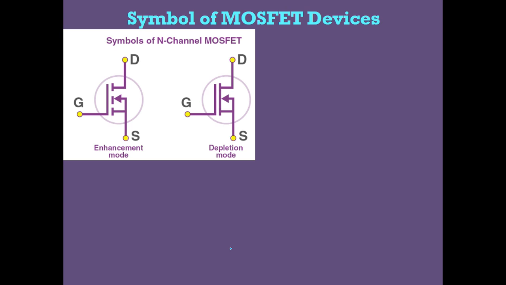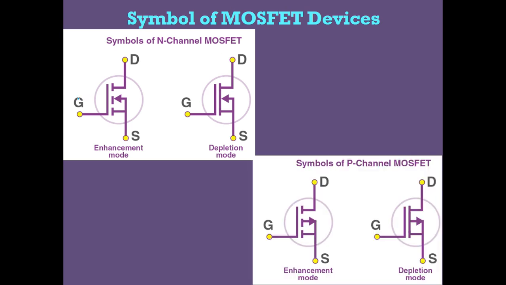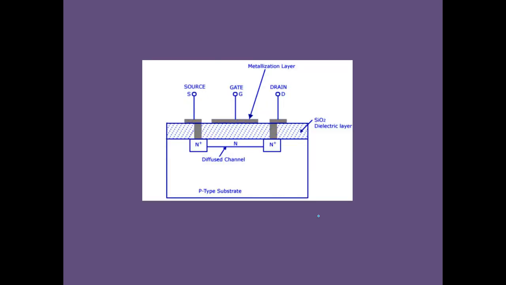These are the symbols of MOSFET devices. This is the gate terminal, source, drain terminal. Here the substrate is indicated by a line. If the substrate is drawn as a solid line, then that is for depletion mode. In enhancement mode, this substrate line will be broken. If the arrow mark is pointing inside, then that is for N channel. If the arrow mark is pointing outside, then that is for P channel MOSFET.